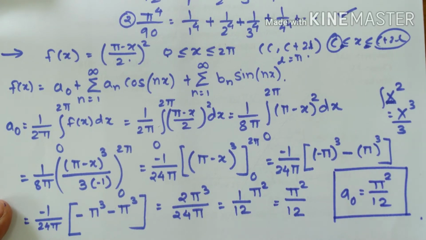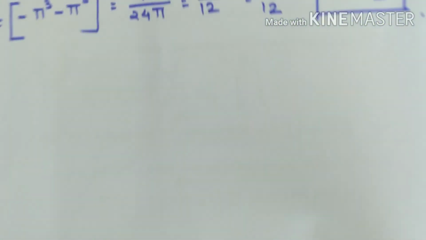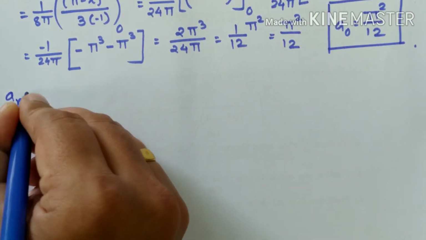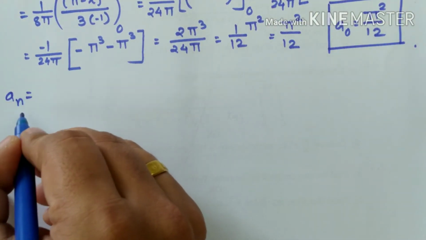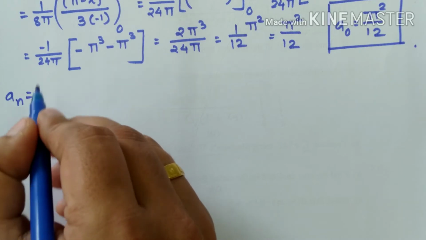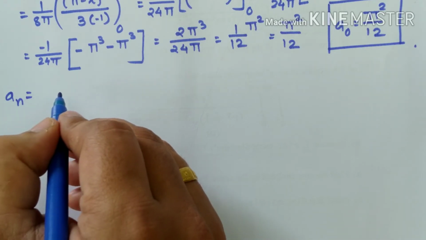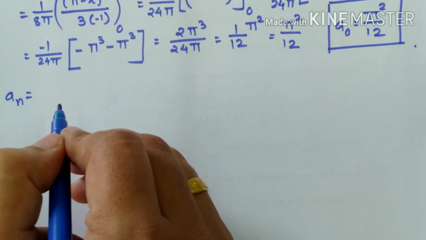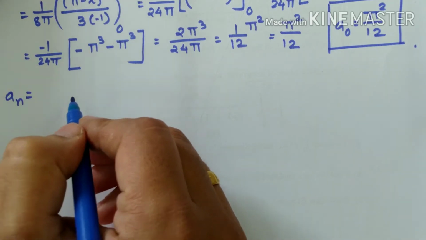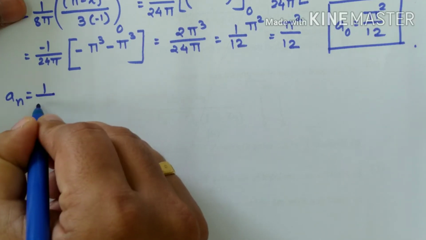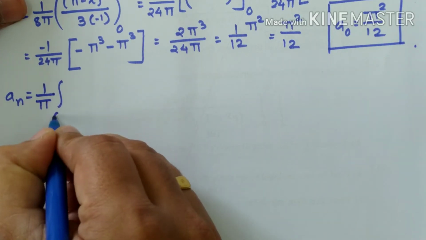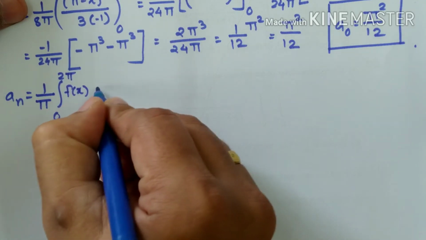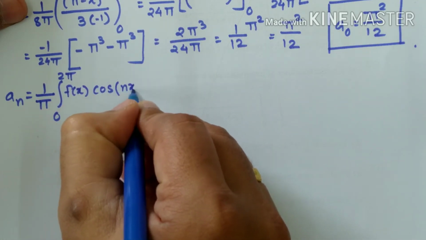Now we have to work out the a n. Now what is the formula for a n? a n is equal to 1 upon L integration from c to c plus 2L f of x into cos n pi x upon L. But here the value of L is pi. So hence we have a n is equal to 1 upon pi integration from 0 to 2 pi f of x into cos nx dx.